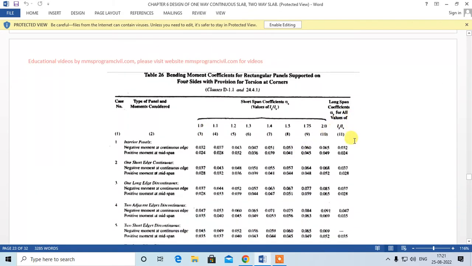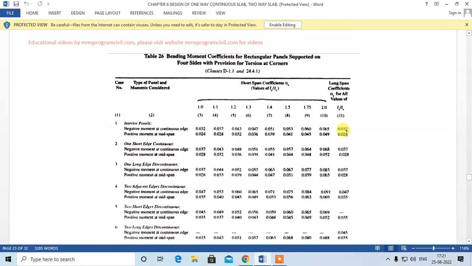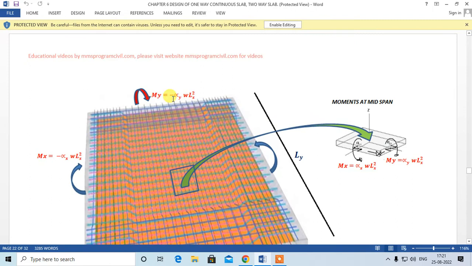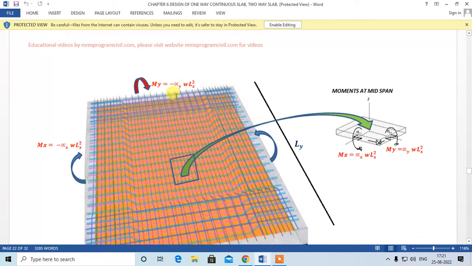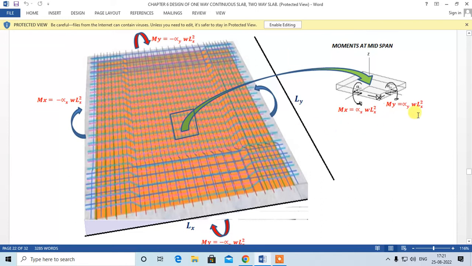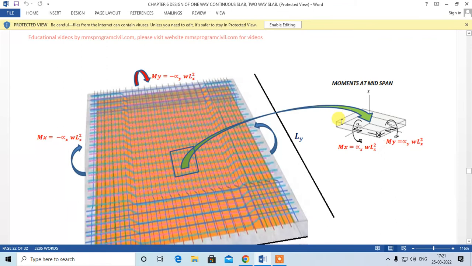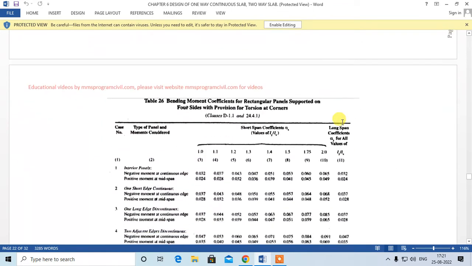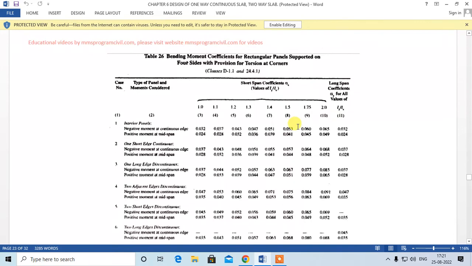Okay, so this is alpha y negative, this is alpha y positive. So this is where you have to use minus alpha y, and for positive moment you have to use plus alpha y. Okay, so this is how you can find the moments at the supports and the midspan, for which you have to do the design of a two-way slab, right?